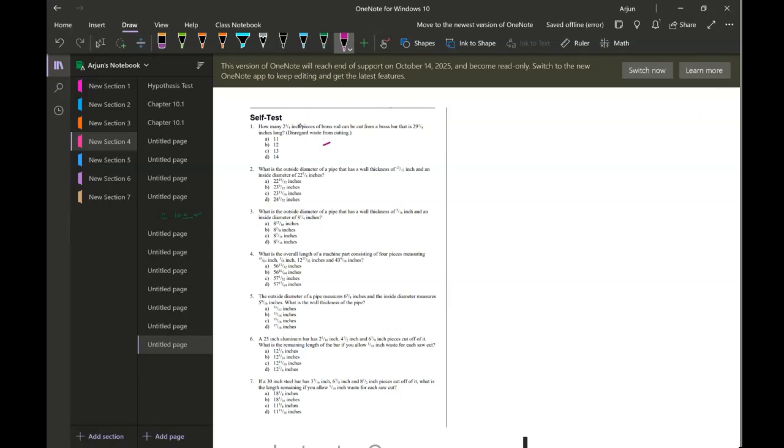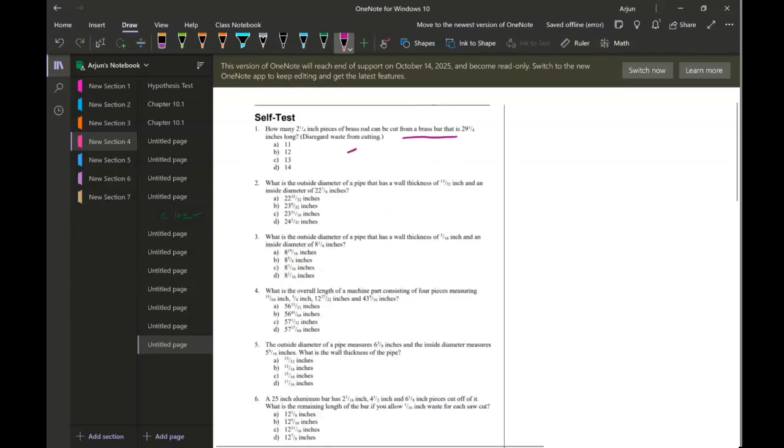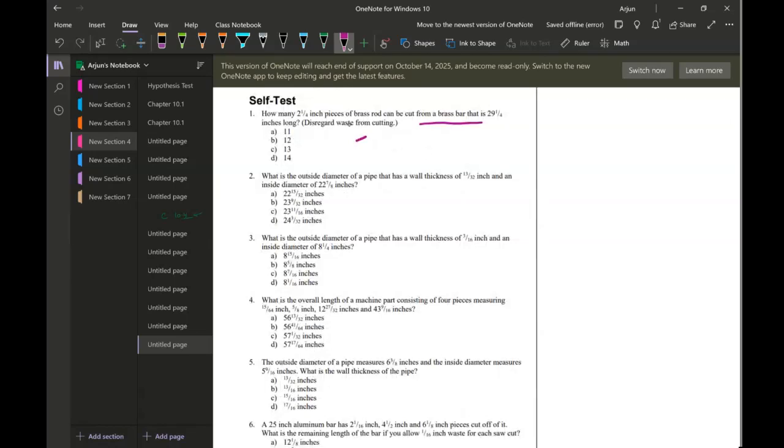How many 2 and 1/4 inch pieces of the brass rod can be cut from the brass bar that is 29.5 inch long, and disregard the waste from the cutting. So in this, we don't need to worry about how much the waste is. So I'm just going to take the number 29 and 1/4 and divide it by 2 and 1/4. Make sure you use this ABC button, then this number, and that's going to give you the answer as 13. That will be your final answer for this one.